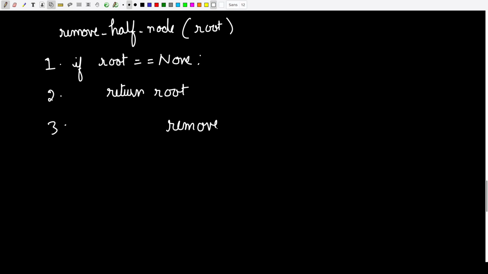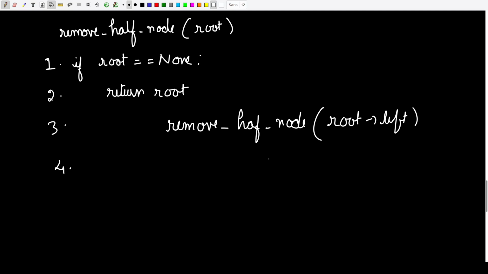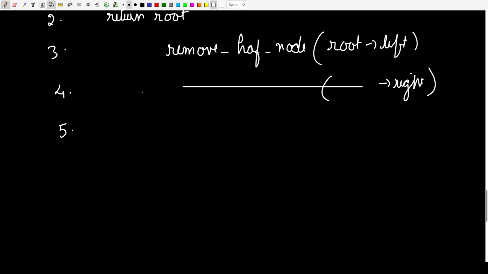So remove root of left. Similarly, after operating on the left half of this subtree, now we will operate on the right half of the subtree. So this will be root of right. Now let us look at the actual operation. The actual operation is basically identification of whether a node is a half node or not. So let us do that.